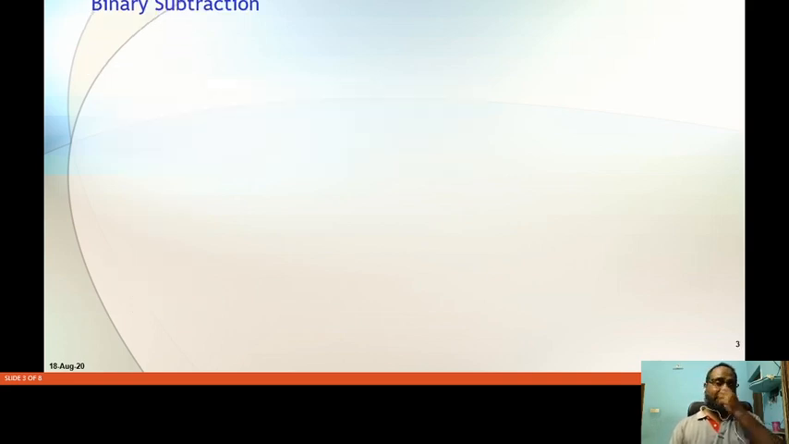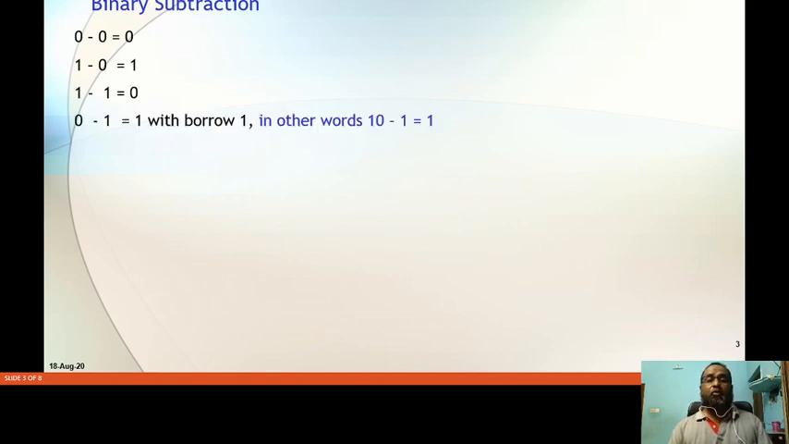Then binary subtraction, it is a little more difficult than addition. Subtraction is always time consuming and a little confusing, but we can try to avoid the confusion here. So, 0 minus 0 is 0, 1 minus 0 is 1, it is similar, everyone knows it, 1 minus 1 is 0, it is also okay. But what about 0 minus 1? 0 minus 1 is 1 with a borrow 1, or in other words we can replace it like this: 10 minus 1 is equal to 1. That is quite simple to understand.